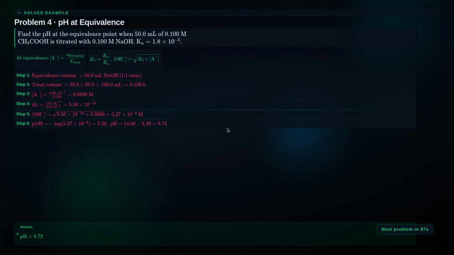0.0500 molar. Step 4. Kb equals Kw divided by Ka equals 5.56 times 10 to the negative 10. Step 5. OH- concentration equals 5.27 times 10 to the negative 6 molar. Step 6. pOH equals 5.28, so pH equals 8.72. At equivalence of a weak acid-strong base titration, the pH is always above 7.